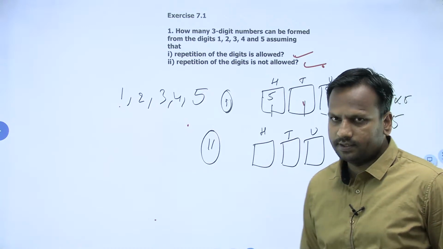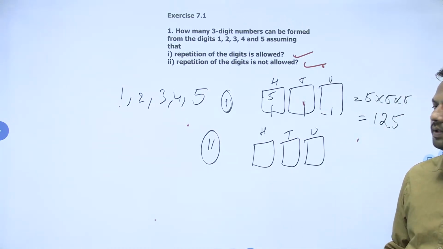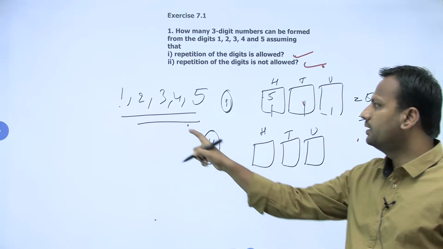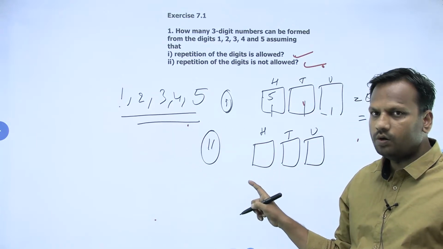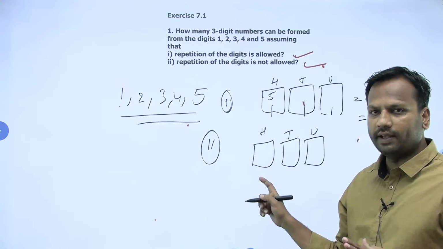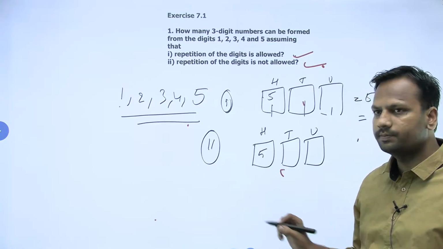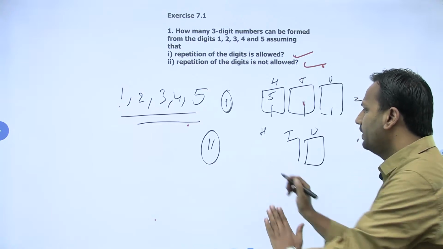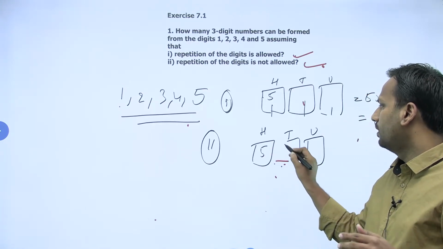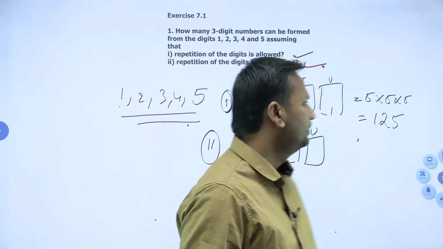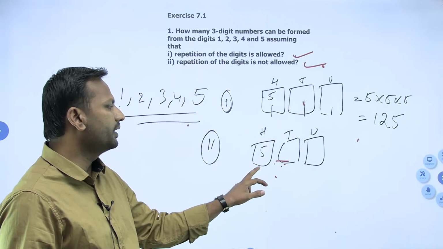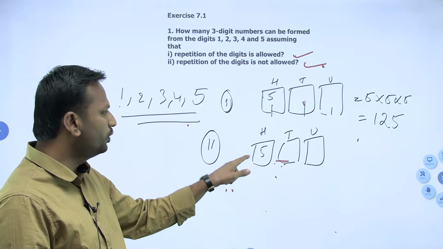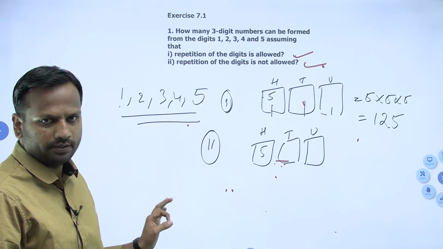So in the hundreds place, the hundreds vacant slot here, in how many ways can I fill the number here, right? Here I can fill either number 1 or 2 or 3 or 4 or 5. In how many ways can I fill the hundreds place here, students? In 5 ways I can fill the number here. Either I can use 1 or 2 or 3 or 4 or 5 to fill this hundreds vacant place, right?